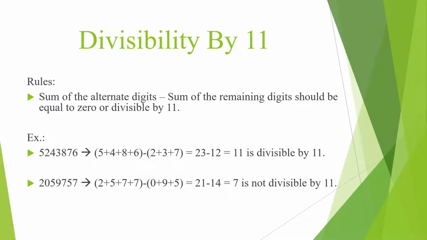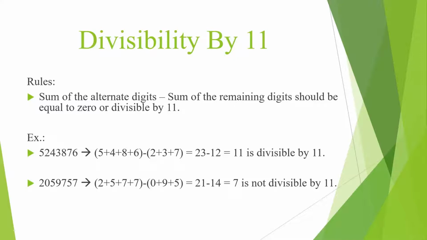Let us consider this big number, 52,43,876. From left to right, just identify the alternate numbers: 5 plus 4 plus 8 plus 6. The remaining digits are 2 plus 3 plus 7. When we find the difference, we get 11, which is divisible by 11. So 52,43,876 is also divisible by 11.